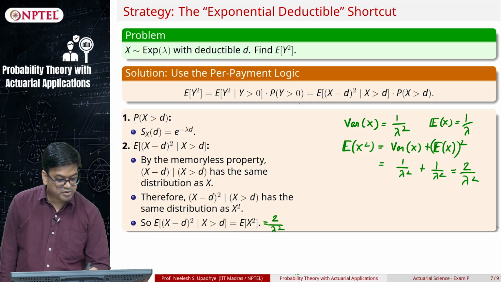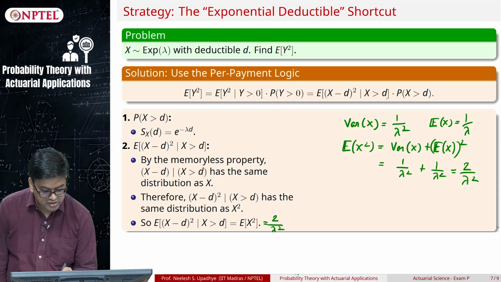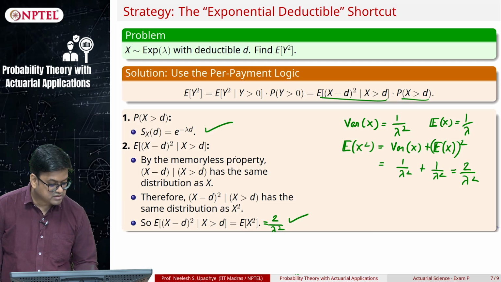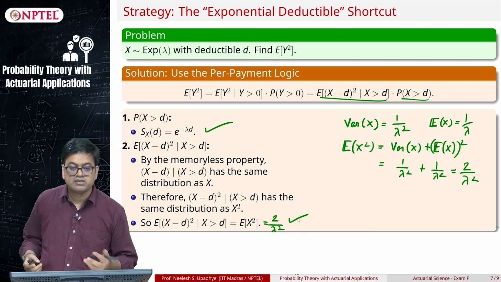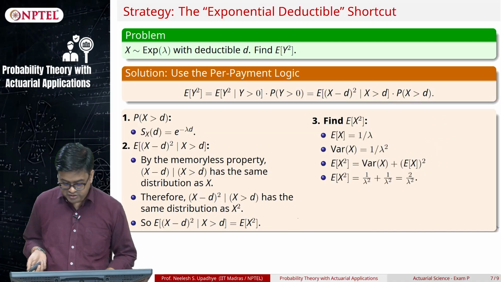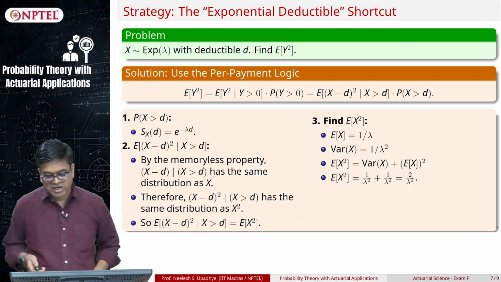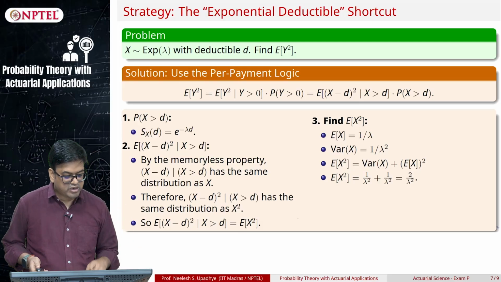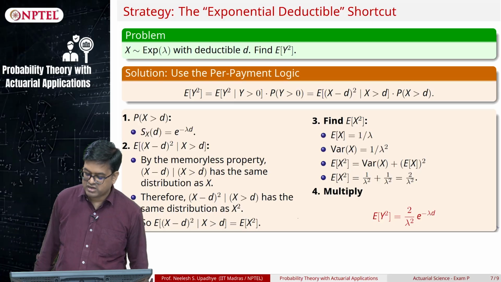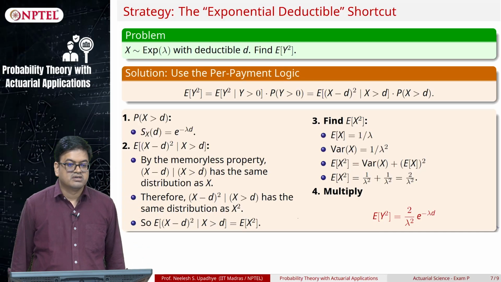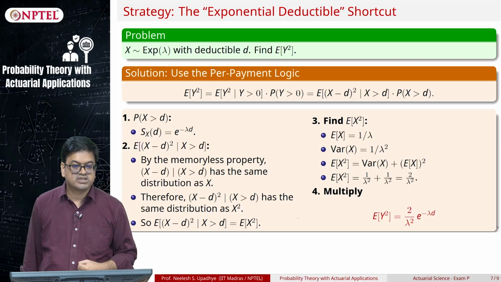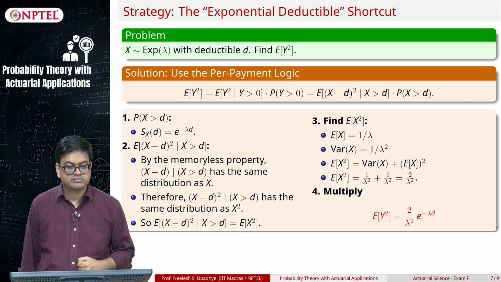Then, do I know this probability? Yes, I do know this quantity. So, multiplication of these two quantities will give me the final answer. I have shown the expected value of x squared is actually 2 by lambda squared. I have to multiply 2 by lambda squared by e raised to minus lambda d, and I got the answer for the expected value of y squared. How good or how simple is this? This is our exponential deductible shortcut.